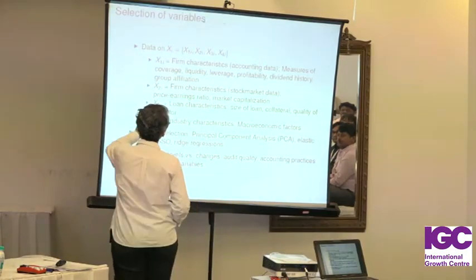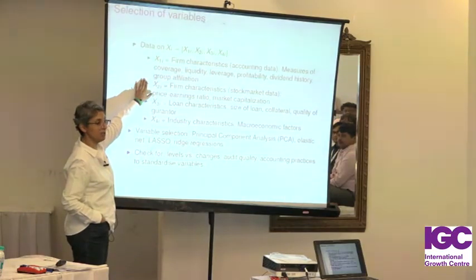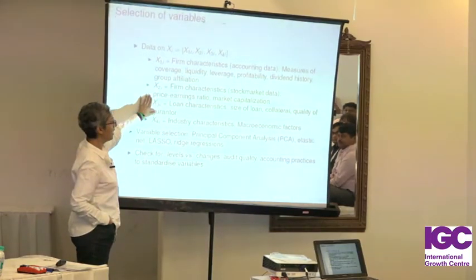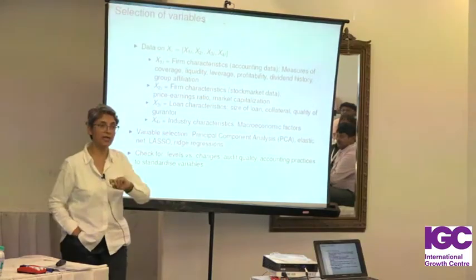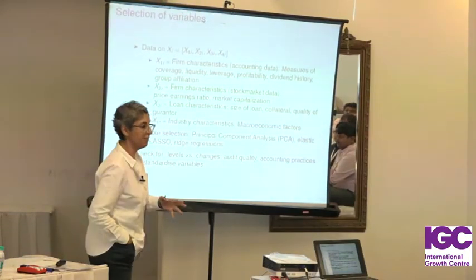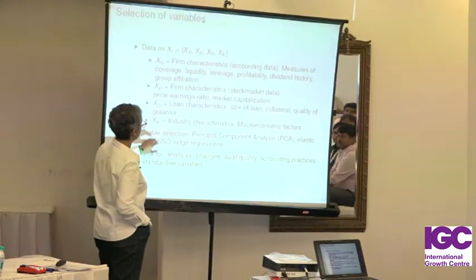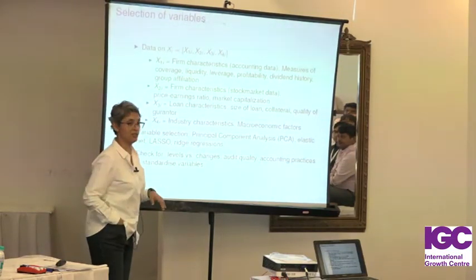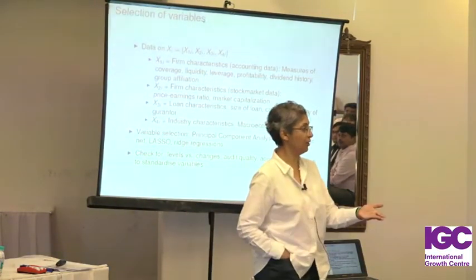X2 is firm characteristics that come from the market. So this is one kind of information that comes from the balance sheet, and this is one kind of information that comes from the market. So market capitalization, what is today's value of the equity of your company? You can use it, or these models have used it. X3 is loan characteristics. It's important, right? Because we are trying prediction.